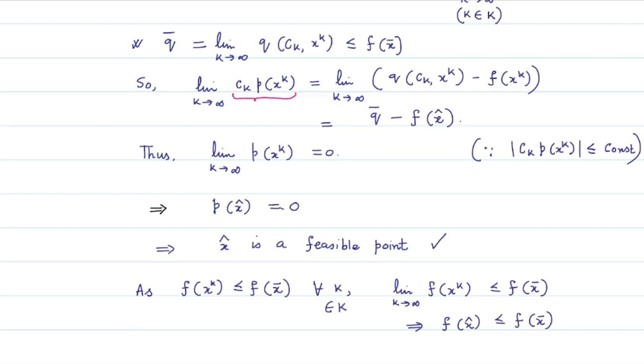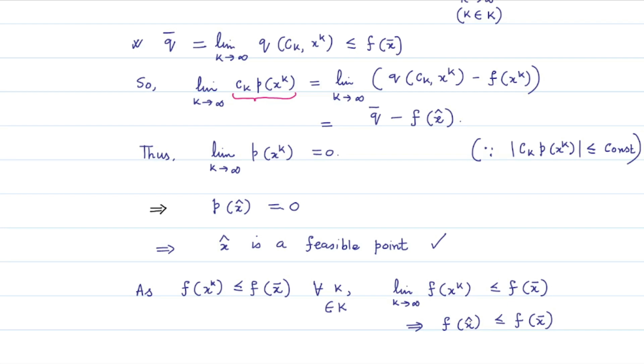So x hat is a feasible point, and the value of the objective function at x hat is less than or equal to f(x bar), where x bar is a minimizer of the objective function f for the constrained problem capital P. And therefore, as f(x hat) is less than or equal to f(x bar), certainly f(x bar) is the minimum value of the objective function for the constrained problem capital P, and hence x hat is a solution to the problem capital P.